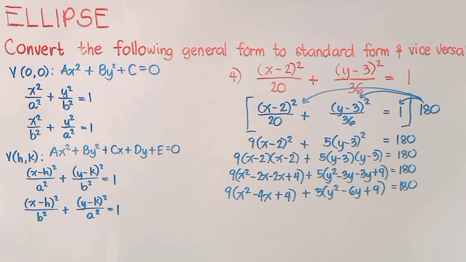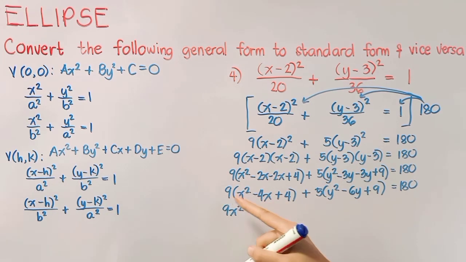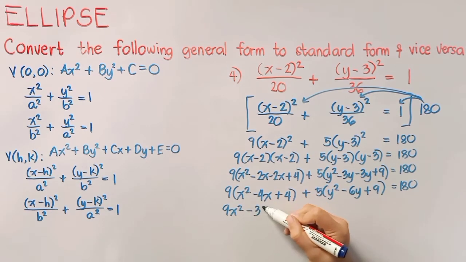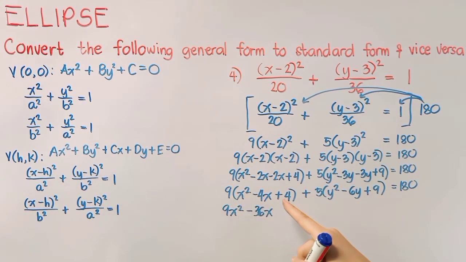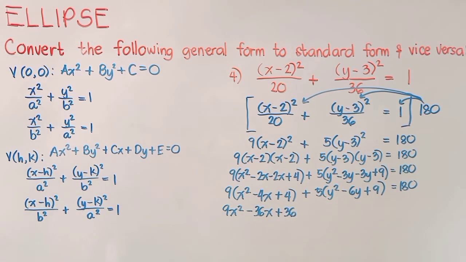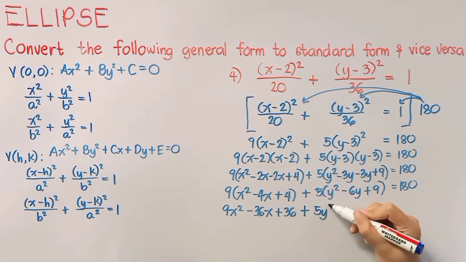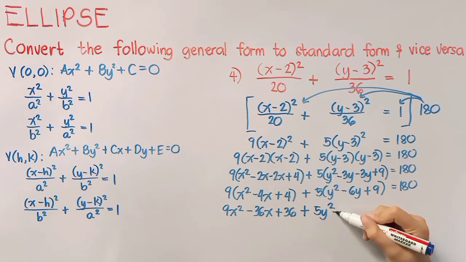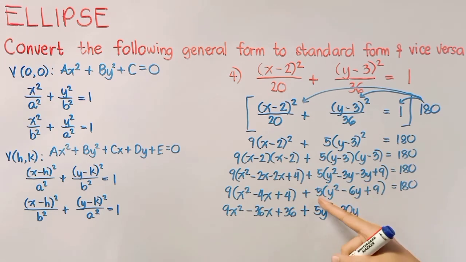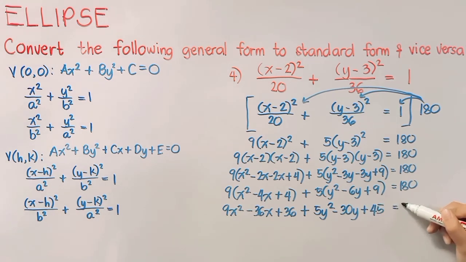Let us now distribute 9 to each of the terms in the parentheses. 9 times x squared is 9x squared. 9 times negative 4x is negative 36x. 9 times 4 is positive 36. We will also do the same on this side. That is 5 times y squared is 5y squared. That is negative 30y. And then 5 times 9 is positive 45. We will simply copy 180 on the right side.